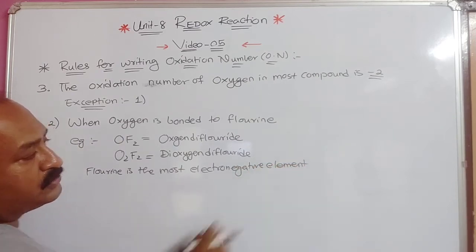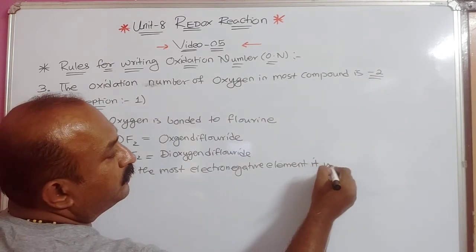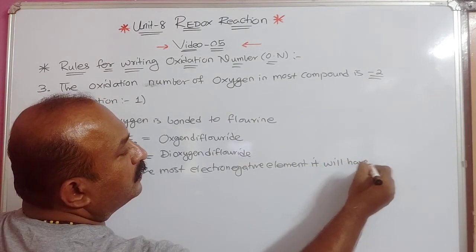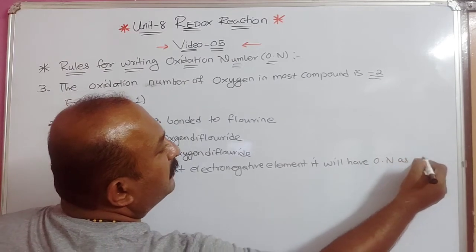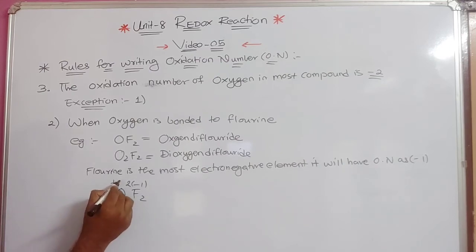Okay, fluorine is the most electronegative element. So what will happen in this case? It will have oxidation number -1. It will not change its oxidation number. Understood? So when I talk about OF2, fluorine is -1 into 2. So in this case, oxygen will have +2 oxidation number.